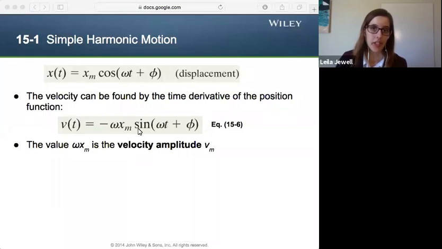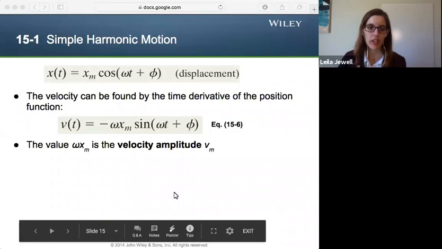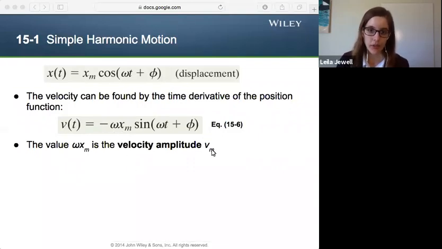The cosine becomes a negative sign because remember the derivative of cosine has a negative sign. So there's a negative sine(omega t plus phi), and then taking the derivative of the inside of the function, we get an extra omega out in front because that's multiplied by time. So the time disappears, the phase constant disappears in taking that derivative. And so the part in front is what's known as the velocity amplitude, v_m.